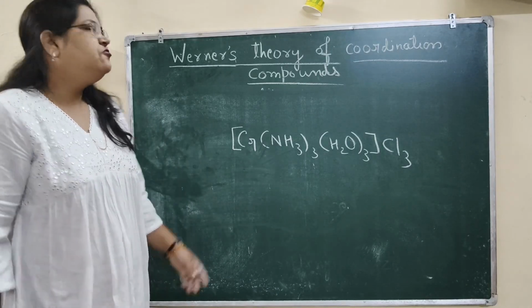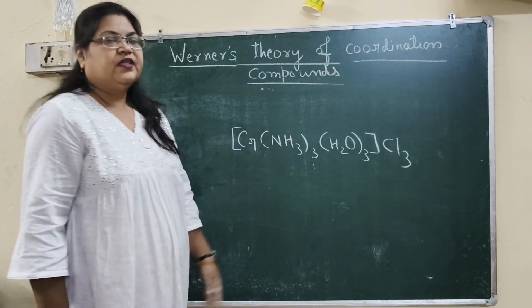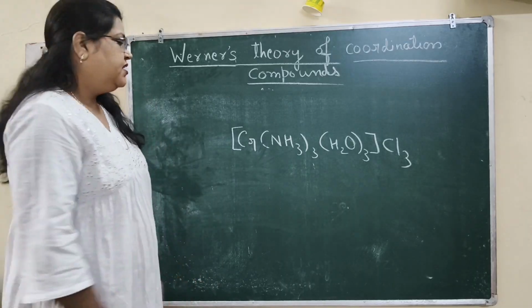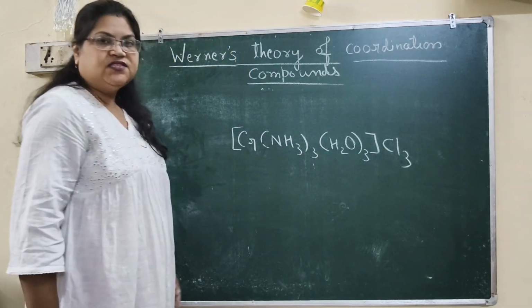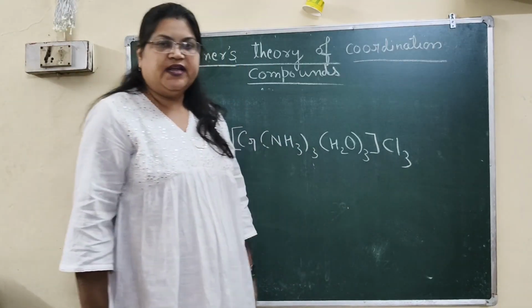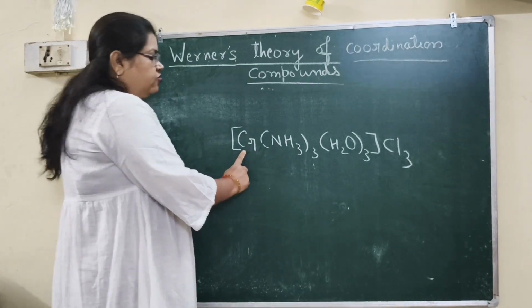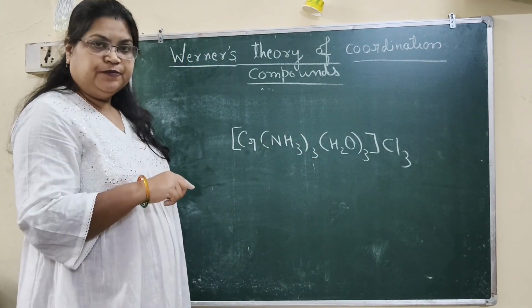Hello students, today we will study Werner's theory of coordination compounds. Coordination compounds generally look like this. See here, the square bracket is called the coordination sphere. Outside the coordination sphere is the counter ion. Inside is the central metal atom or d-block element to which molecules or anions are bound.